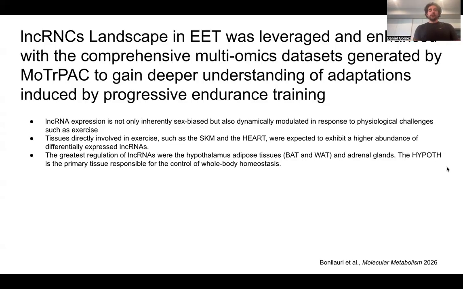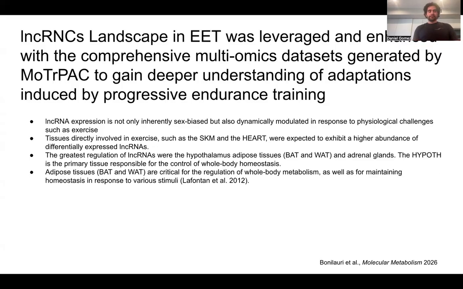And the greatest regulation of the lincRNAs was in the hypothalamus, adipose tissues, brown adipose tissue and white adipose, and the adrenal glands. The hypothalamus is the primary tissue responsible for control of whole body homeostasis. Adipose tissues are critical for the regulation of whole body metabolism, as well as maintaining homeostasis and the response to various stimuli.